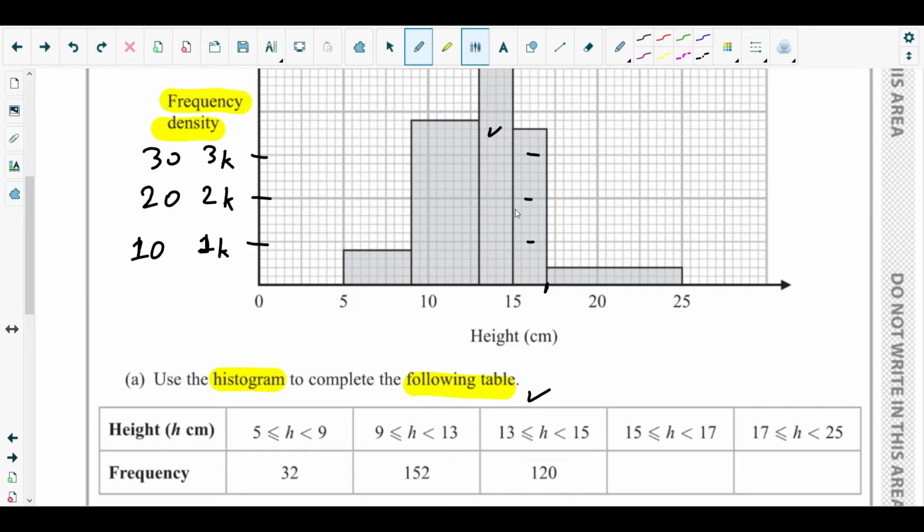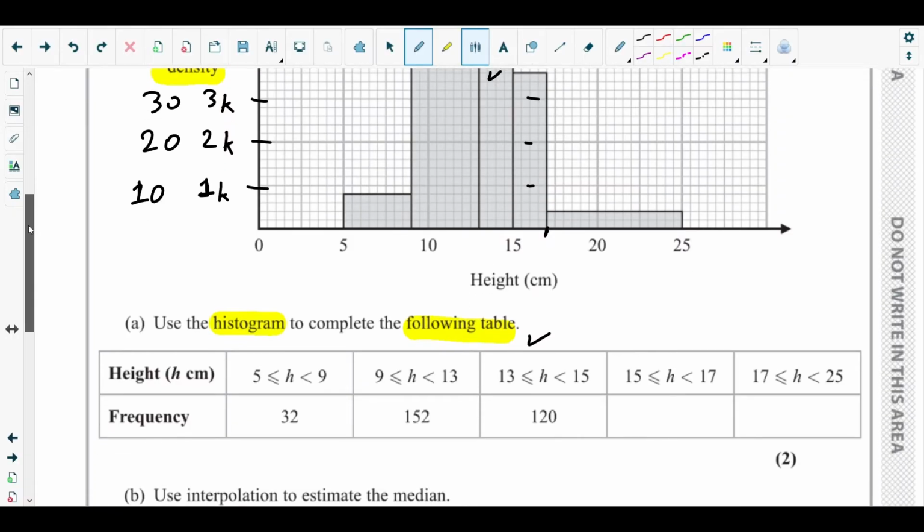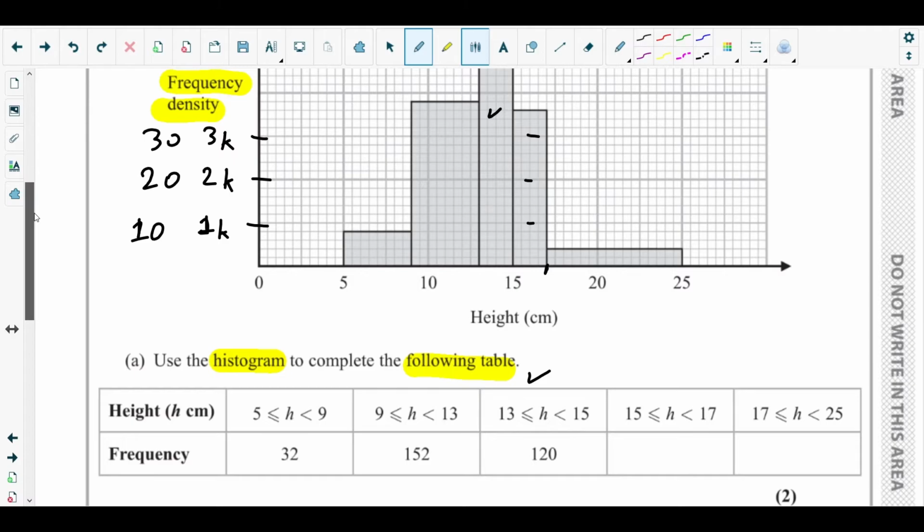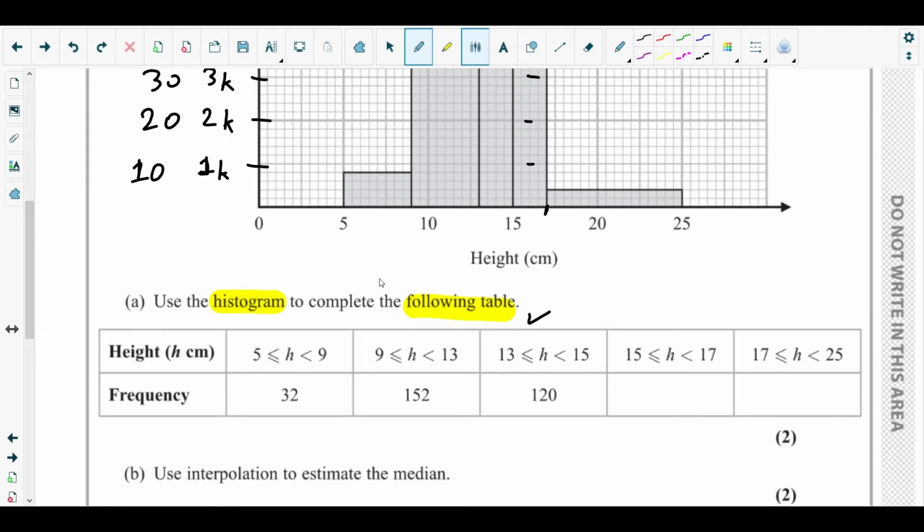3.6 times what? 10. Or you can say this is 30, 32, 34, 36. The frequency density is 36. So 36 times the class width. What's the class width here? The class width is 2. So 36 times 2 is 72.